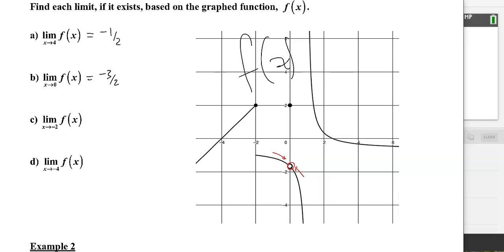When you actually are asked this on a quiz or a test or something like that, you're not going to have to guesstimate like this. You'll have some value that you'll be able to tell, I promise. Okay, so let's look at the next part.